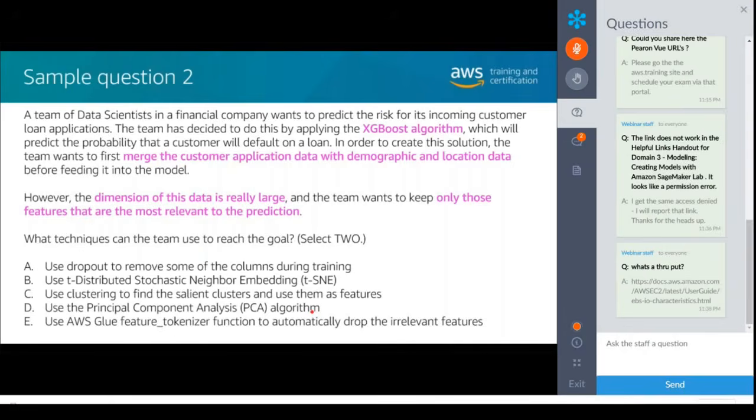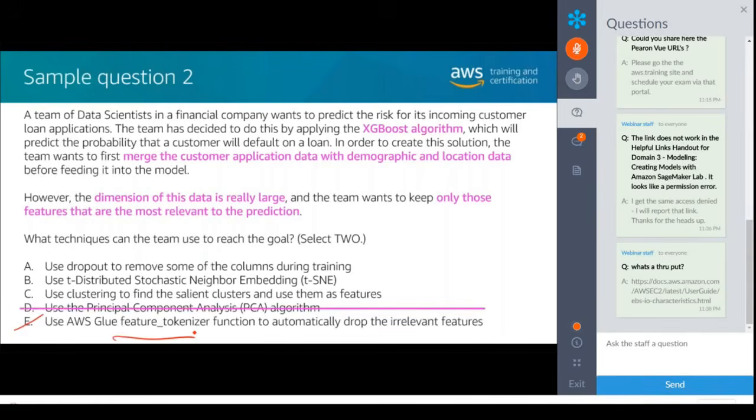So use AWS Glue Tokenizer to automatically. No, that's not what Tokenizer does. So the thing is, there's distractors in here, right? So you just need to know what these things are. So Tokenizer has nothing to do with, yeah, it's got nothing to do with this, right? So that's not really going to drop irrelevant features. It's just going to turn features into tokens. So that doesn't help me. Now, if you don't know what Tokenizer is, you got to go to the documentation for Glue, right? Remember, we're not teaching you Glue here, right? So that's E.